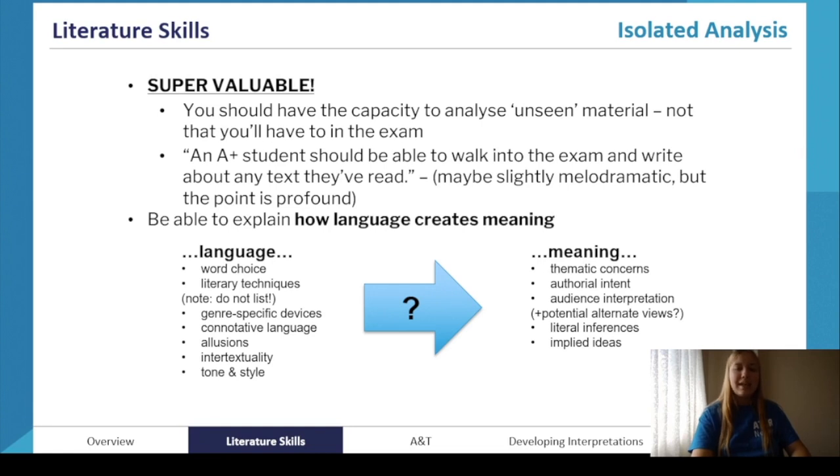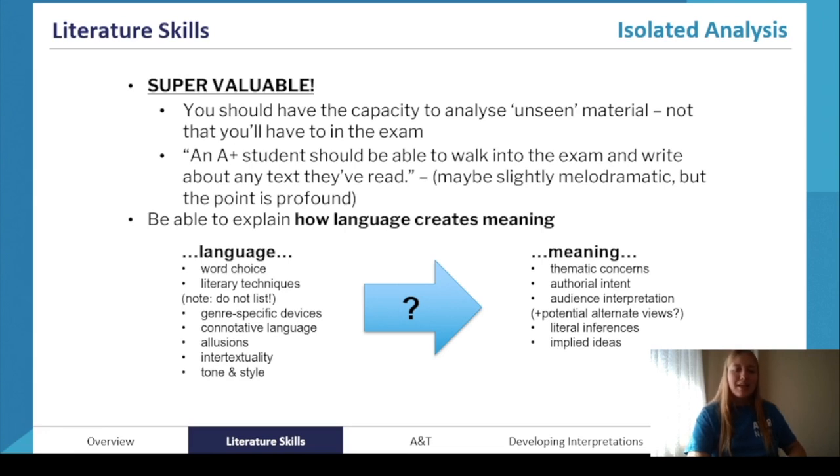And in terms of meaning, again, a range of things we can consider. So we have so much flexibility, such as thematic concerns, authorial intent, audience interpretation, alternate views, literal inferences, implied ideas. And a lot of this is going back to our pyramid that we looked at with the views and values. And of course, you can even mention views and values here, although it's implied through us saying authorial intent and audience interpretation. So with language, there might be some things we may not include in one essay, such as we might not mention intertextuality or allusions, say, as an example.